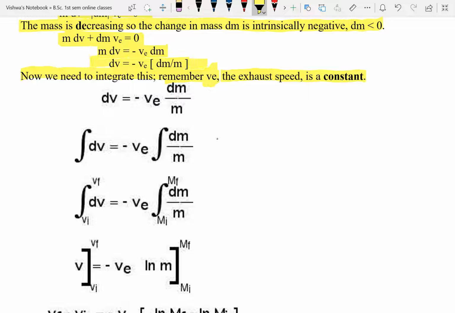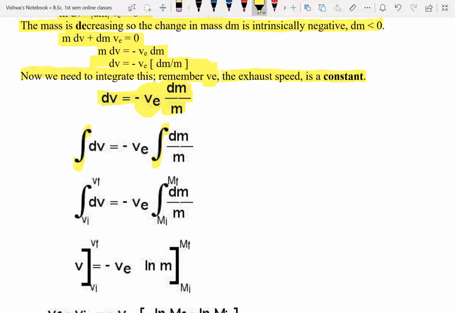Now integrate this equation. Again I am rewriting the equation: dv equal to minus v into dm by m. Now we have to integrate. Here ve is constant. What is ve? Ve is the exhaust gas velocity, that is constant. For that, we integrate only the other terms. Here dv is equal to minus v into the integral of dm by m. Here we are going to integrate 1 by m because the mass is varying, the mass decreases. For that, we have to integrate that mass term.